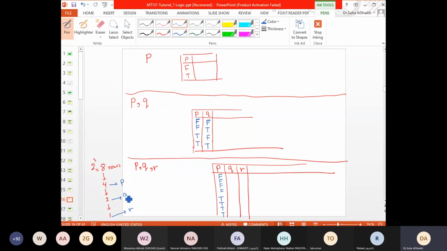ال Q رايحة مع الاثنين، بمعنى إن ال Q راح تكون 2 false بعدين 2 true بعدين 2 false بعدين 2 true. ماشية 2 2 ل Q، هذه ماشية 4 4. طيب وال R راح تمشي 1 1 بالضبط، فراح تبدأ false ترجع تصير true. false true false true false and true.